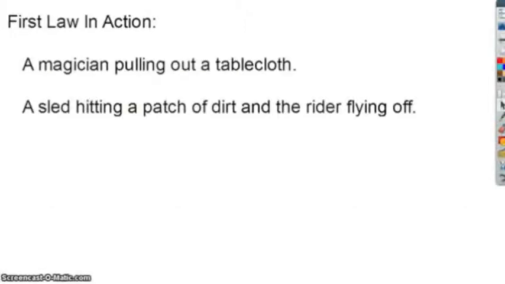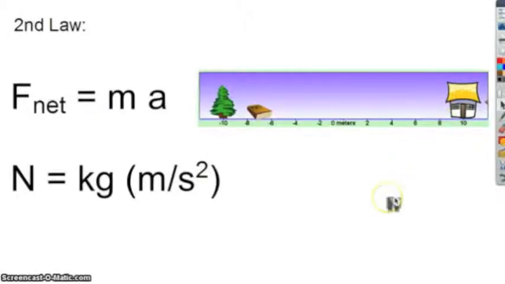With the first law, some examples would be a magician pulling out a tablecloth. The objects on that tablecloth are at rest, and if you pull on that tablecloth, they remain at rest. If you're on a sled and you hit a patch of dirt, the rider is in motion, and they will continue in motion by flying off of the sled. The sled has a force on it, but you as the rider do not have a force to stop you. So that's how we see the first law in action: inertia, the resistance to change.